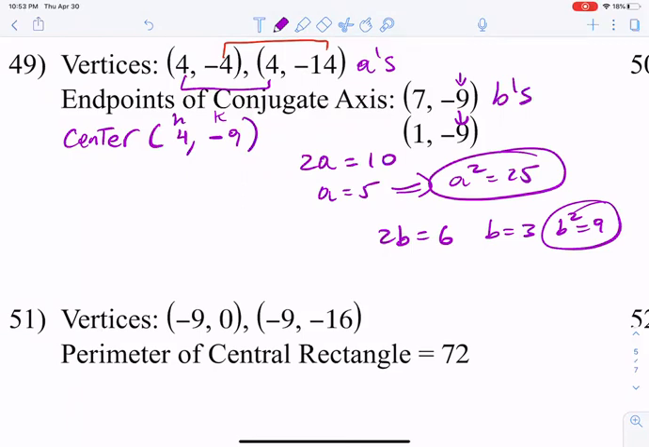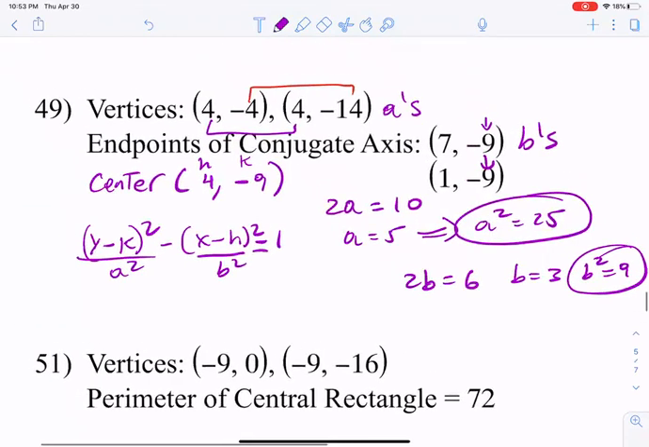So the equation that I need is y minus k squared over a squared minus x minus h squared over b squared equals 1. Sorry about that. Let me erase this.